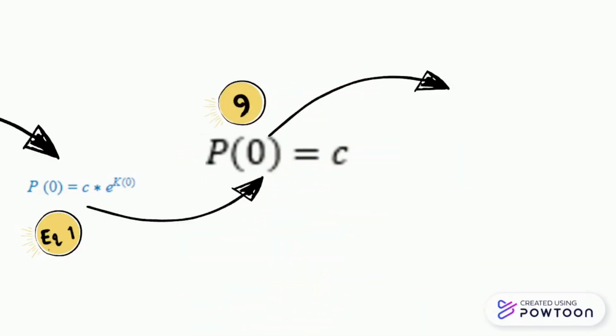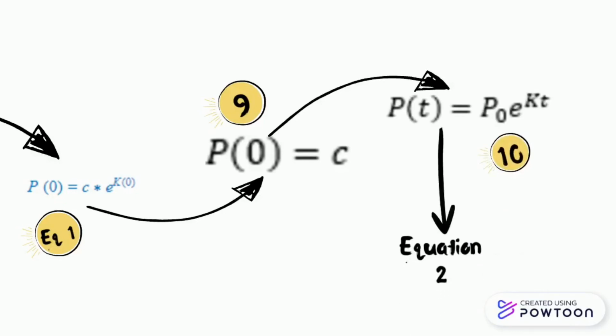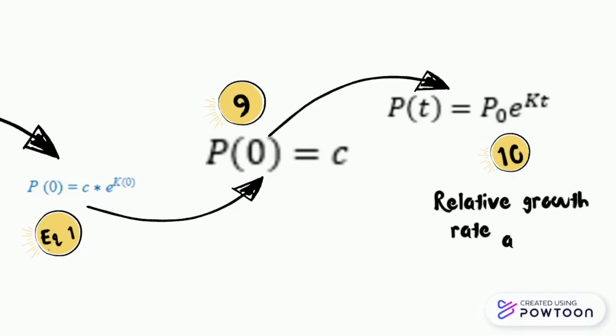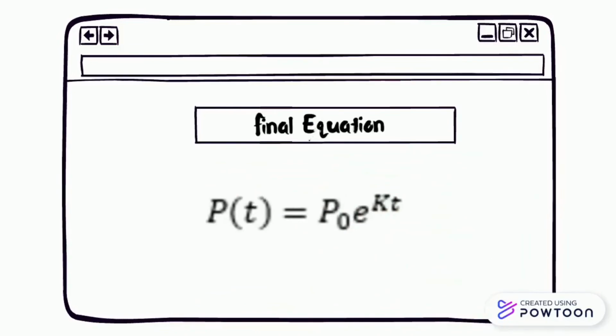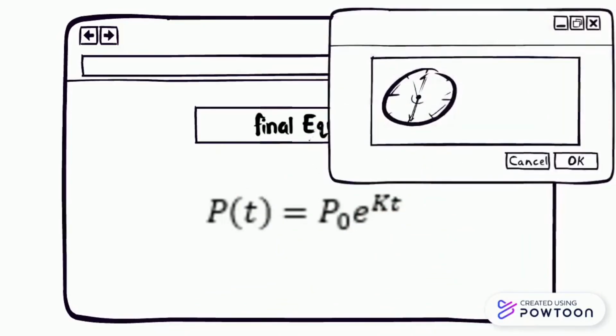We put all this into the first equation and we get that the population is equal to the initial population, P0, multiplied by e raised to the k times t, which are the relative growth rate and time. Now, we can use this formula to determine the size of a population at a specific time or predict the size of the population.